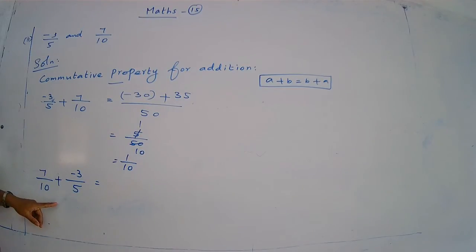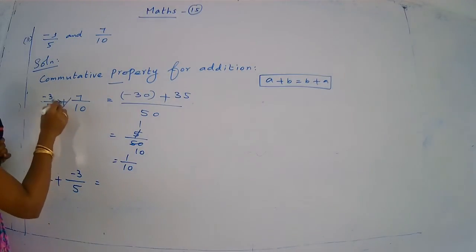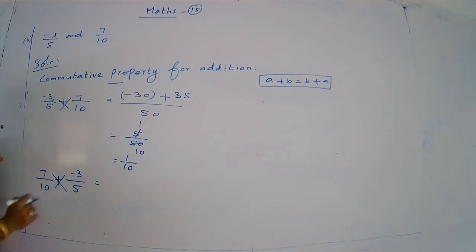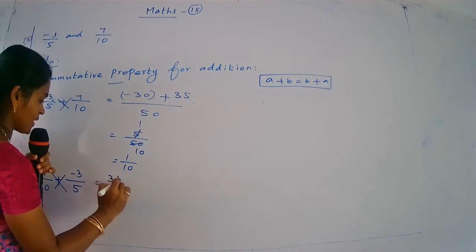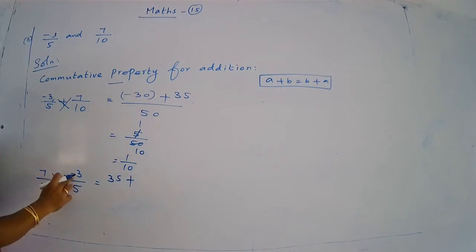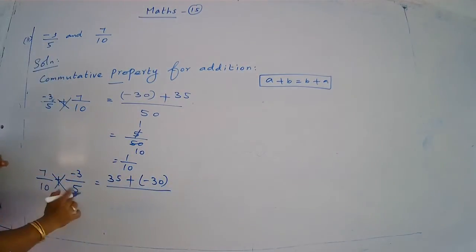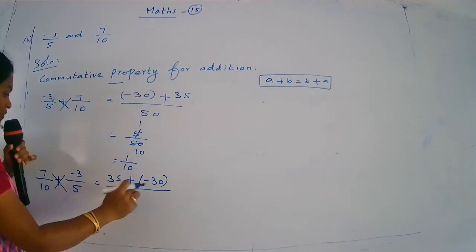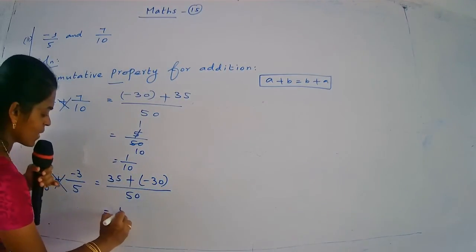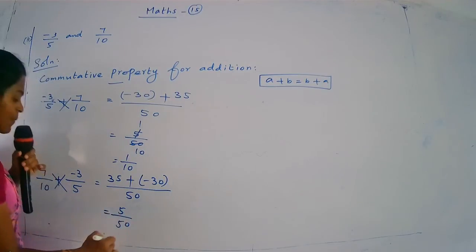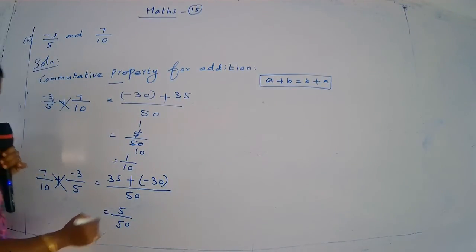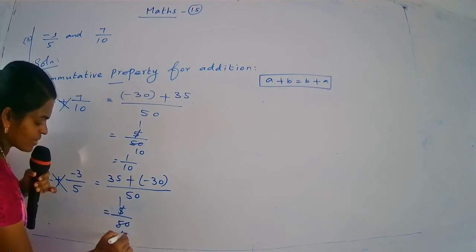Now you change the order. That means 7 upon 10 into minus 3 upon 5. So here also between numerator and denominator there are no common factors. So we multiply numerator by numerator. 7 3s are 21. Here minus is there, so minus 21 upon 10 5s are 50. You see that? The same answer. So commutative property is true for multiplication. Hence verified.